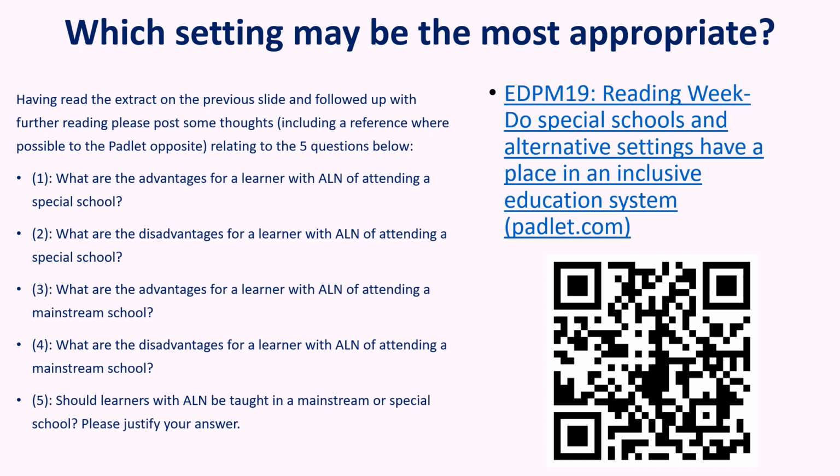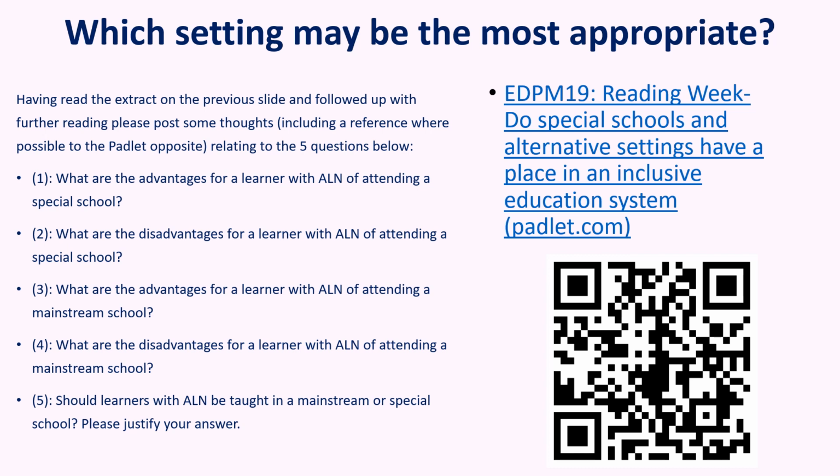So, having read the extract in the previous slide, followed up with some further reading if you want to, thinking about what you've watched in terms of the videos, I'd like you to think about the 5 questions below. So, what are the advantages for a learner with ALN attending a special school? What are the potential disadvantages of attending a special school? Equally, what are the advantages for a learner with ALN attending a mainstream school? And what are the disadvantages for a learner with ALN of attending a mainstream school?